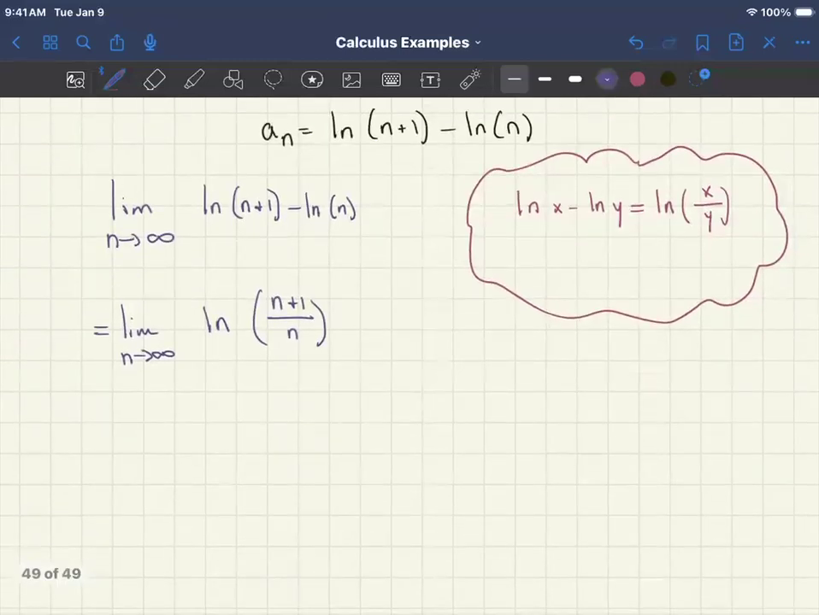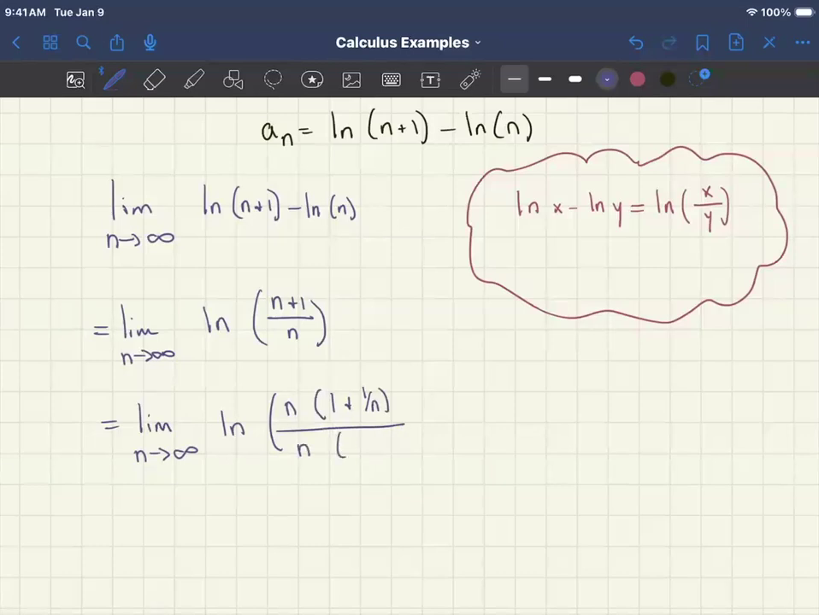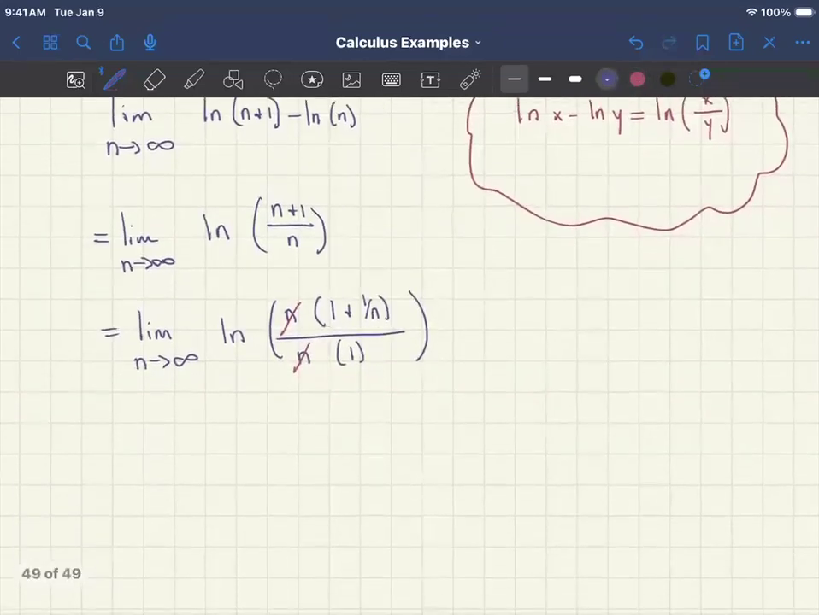Once we have that, we can treat it like we would any other sequence. And when we have a polynomial divided by a polynomial, we take the highest power and pull it out. So if we pull an n out of each term on top, we get left with a 1 plus 1 over n. Pulling an n out of the denominator just leaves us with a 1. Those n's are going to cancel. And this gives us a nice limit to work with.